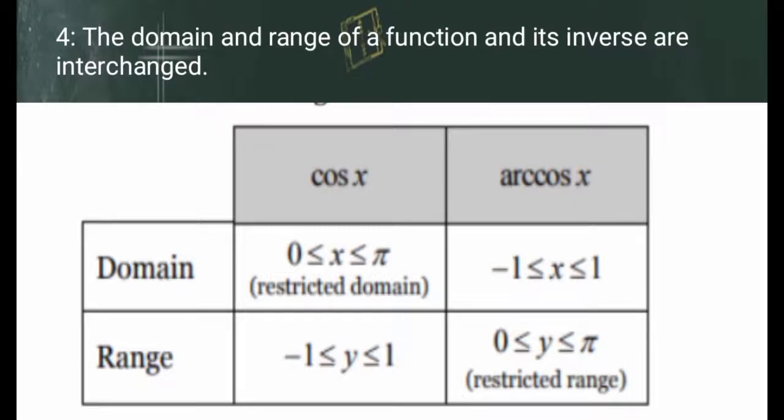So the domain and range of a function and its inverse are interchanged. The domain of cos x is 0 less than or equal to x, less than or equal to pi. Then the domain of arccos x is negative 1 less than or equal to x, less than or equal to 1. Then the range of cos x is negative 1 less than or equal to y, less than or equal to 1. Then the range of arccos x is 0 less than or equal to y, less than or equal to pi.